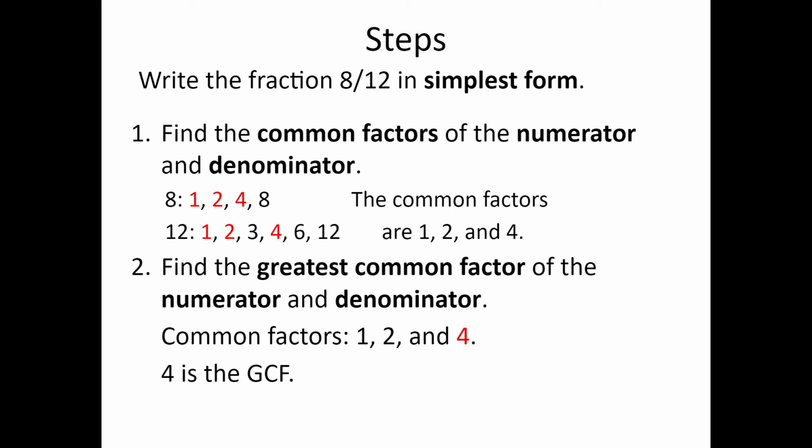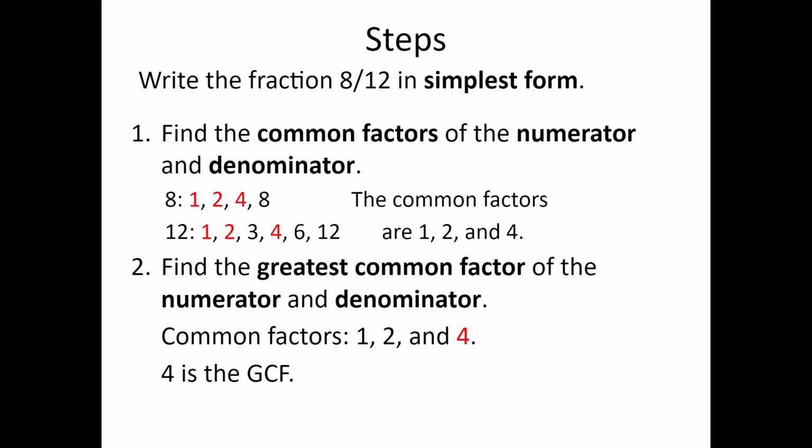The factors of 8 are 1, 2, 4, and 8. Now that is because 1 times 8 is 8 and 2 times 4 is 8. The factors of 12 are 1, 2, 3, 4, 6, and 12. That is because 1 times 12 is 12, 2 times 6 is 12, and 3 times 4 is 12. So the common factors of 8 and 12, that means the factors that they both have together, are 1, 2, and 4.